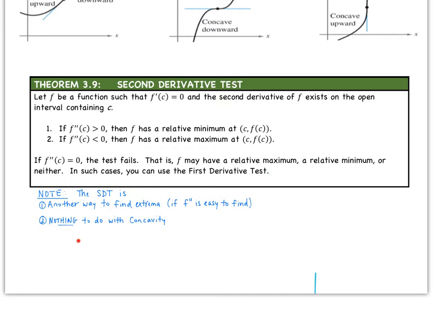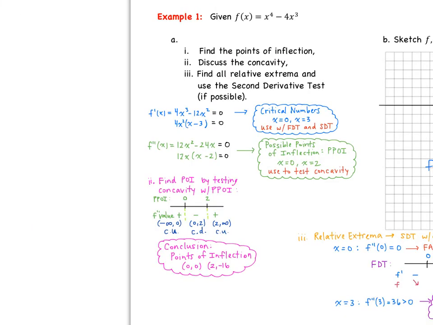Something I want you to note about the second derivative test: it has nothing to do with concavity. It's just another way to find extrema if f double prime is easy to find. If f double prime isn't easy to find, don't use the second derivative test. Again, it has nothing to do with concavity. The concavity is our concavity test, and I will go through an example very shortly.